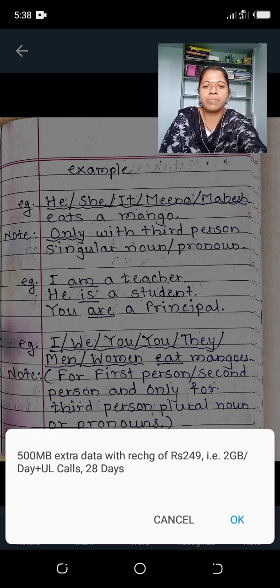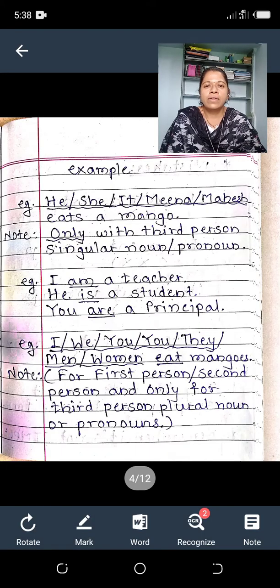See the first example. He, she, it, Meena or Mahesh eats a mango. Second, I am a teacher. He is a student. You are a principal. And third, I, we, you, they, men or women eat mangoes. Now see, there are least differences in the verb forms in these sentences. Let us see the last one.